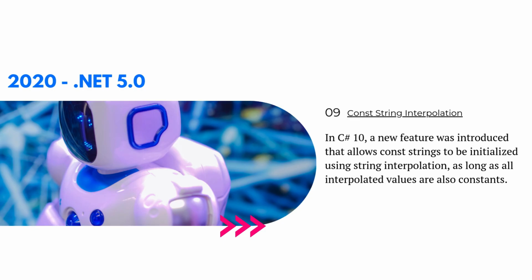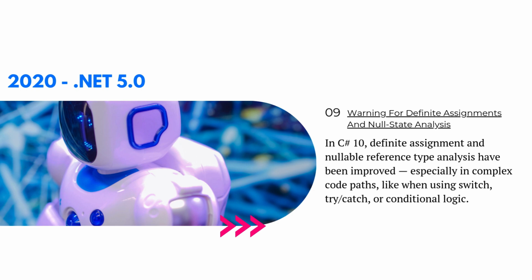In C# 10, a new feature was introduced that allows const strings to be initialized using string interpolation, as long as all interpolated values are also constants. In C# 10, definite assignment and nullable reference type analysis have been improved, especially in complex code paths, like when using switch, try, catch, or conditional logic.